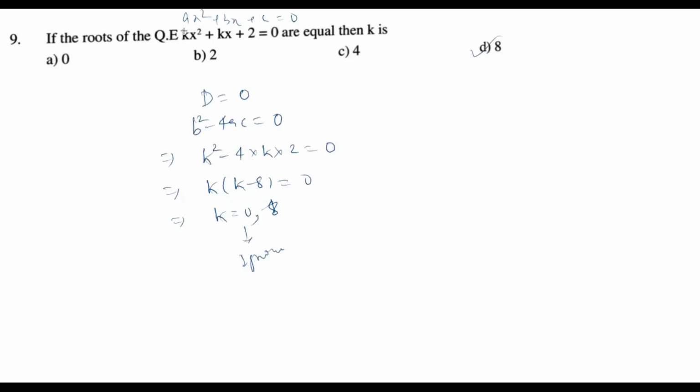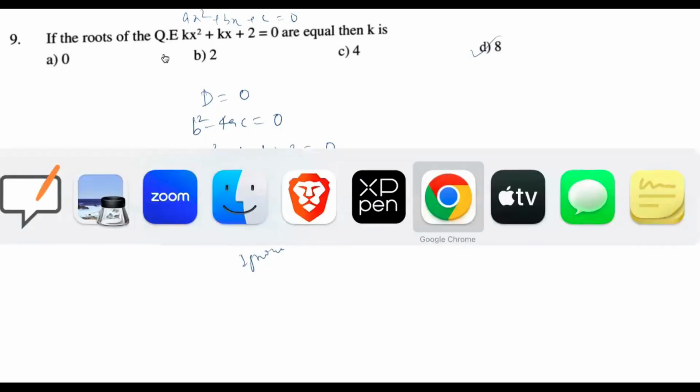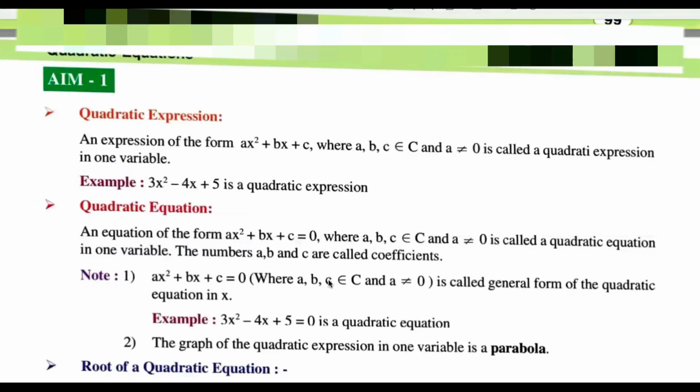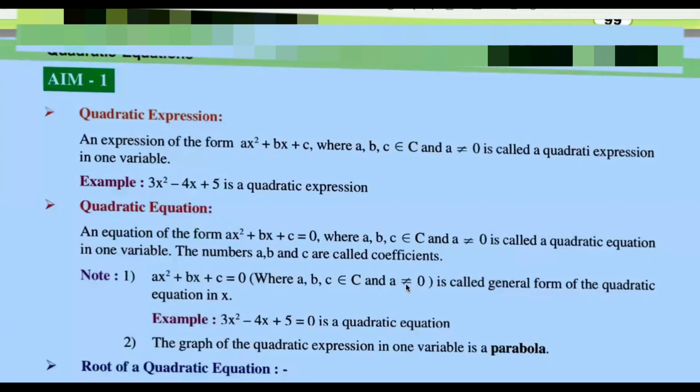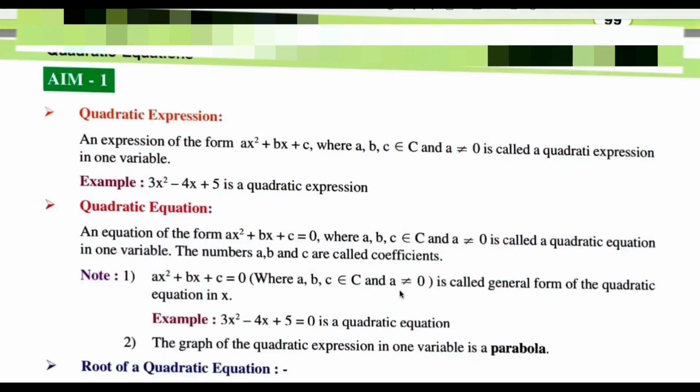k equals 0 also, then this will become not a quadratic, right? So the definition of a quadratic equation itself is that a should not be 0. ax square plus bx plus c, where a, b, c are elements of R, and then a is not equal to 0. So that's the required condition.